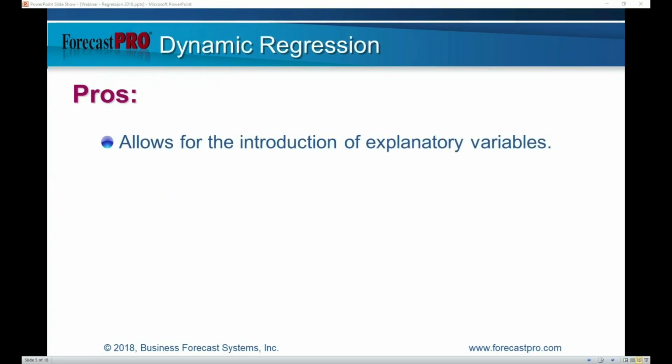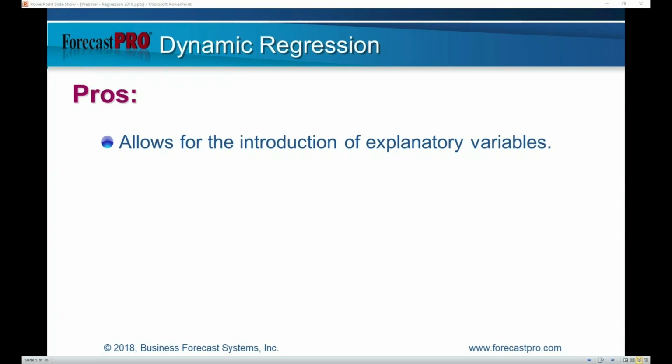So let's start with some pros and cons. A lot of business forecasting is done using what I call time series methods. And by that I mean methods that base the forecast solely on the past history. So methods like exponential smoothing and Box-Jenkins are usually applied as time series methods, and they're good at pulling things like trends and seasonal patterns and projecting them forward.